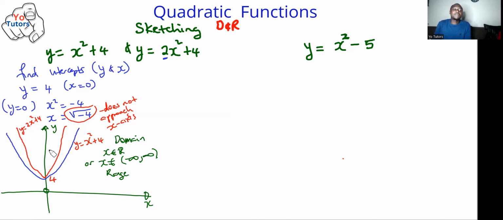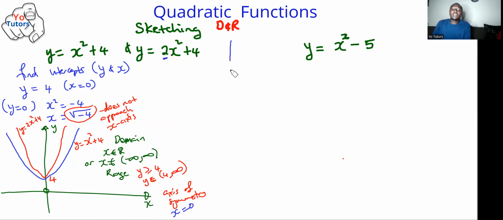Range here is going to be equal to y greater than or equal to 4, or you can say y is an element of 4 to infinity. That is what's happening here. And what is our axis of symmetry? We know that this one is going to be x equal to 0. So that's our axis of symmetry.